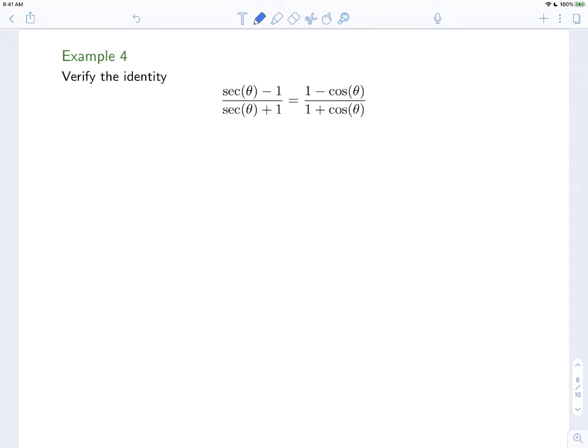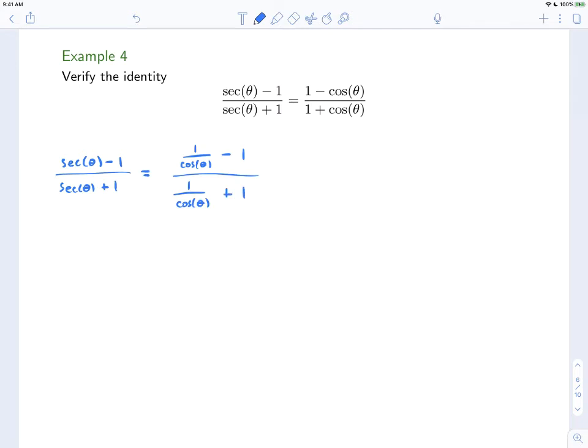So we'll start by writing down the left side. Secant theta minus 1 divided by secant theta plus 1. What we're going to do next is just replace all of the secants with 1 over cosine. So secant of theta is 1 over cosine theta minus 1. And this is divided by secant theta, but again, secant theta is 1 over cosine theta plus 1.